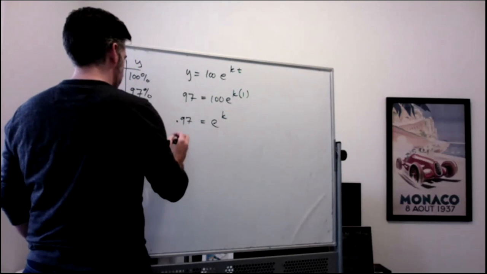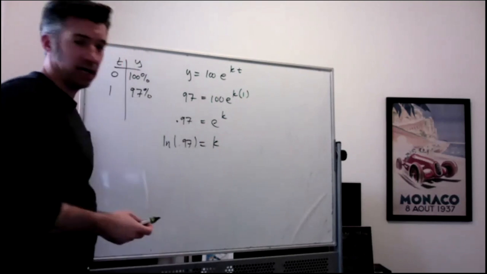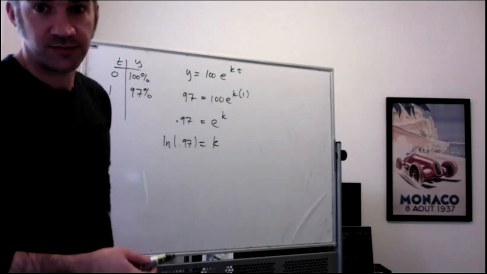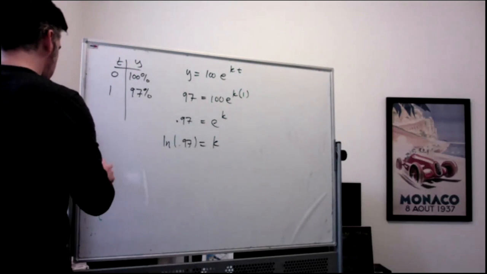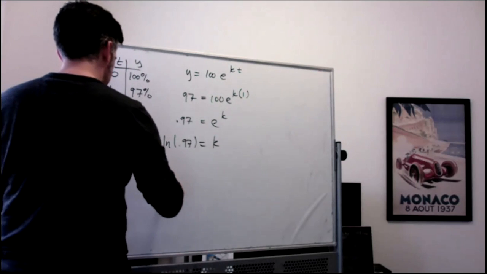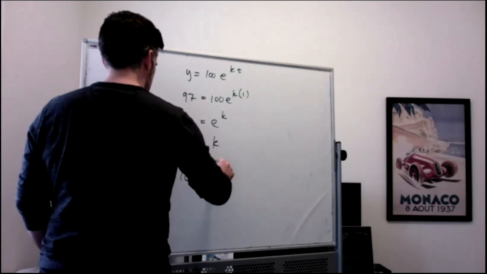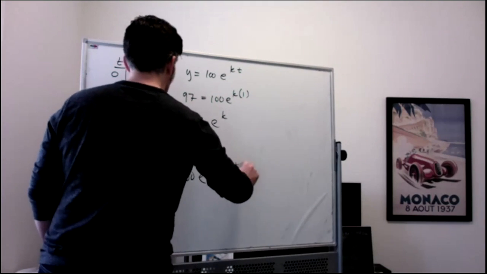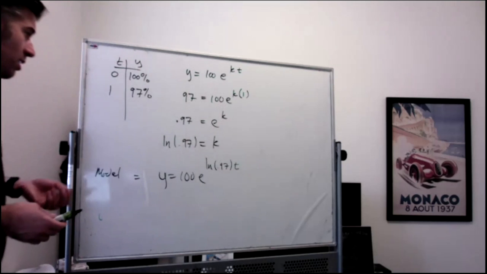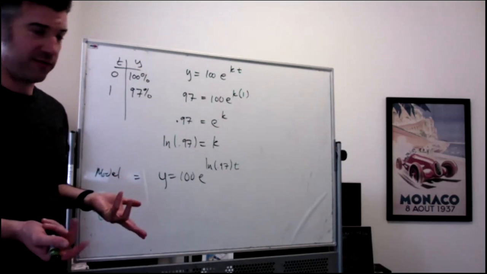Take the natural log of both sides. So k is equal to the natural log of 0.97. So now we've got our model. Our model is y equals 100 e to the k times t. Now the question is, what's the half-life?